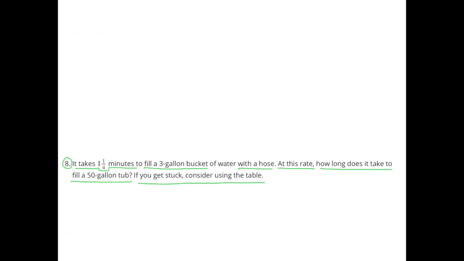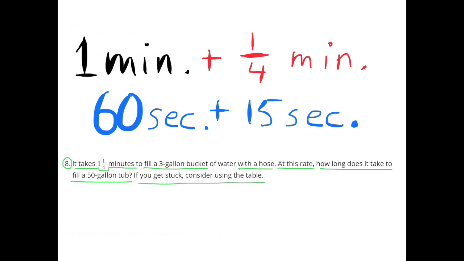Number 8. It takes 1 1/4 minutes to fill a 3-gallon bucket of water with a hose. At this rate, how long does it take to fill a 50-gallon tub? If you get stuck, consider using the table. There's a lot of ways to do this problem, but I decided to convert the minutes into seconds.